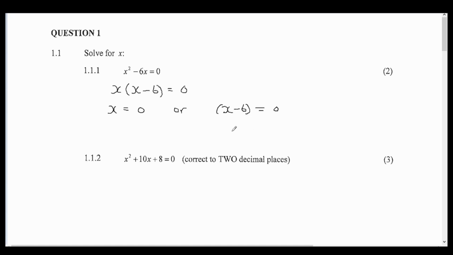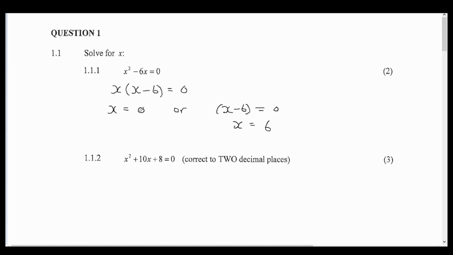So we add 6 on both sides. We are left with x equals 6. Pretty standard, pretty easy. And that's your answer. So we have x equals 0, x equals 6. You should obviously be checking for both to be a solution.